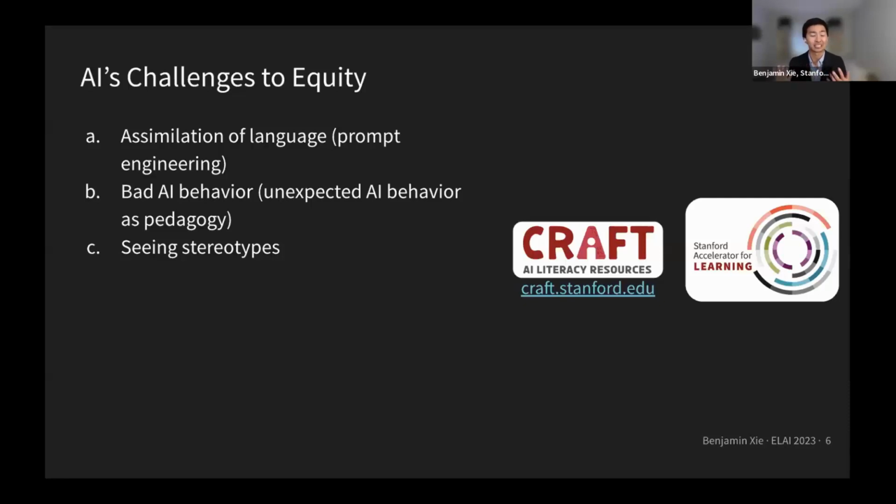And then finally, just seeing stereotypes. I think one way to interpret it is that biases with new AI tools are becoming more and more subtle. So therefore, how do we engage with those stereotypes in AI outputs?